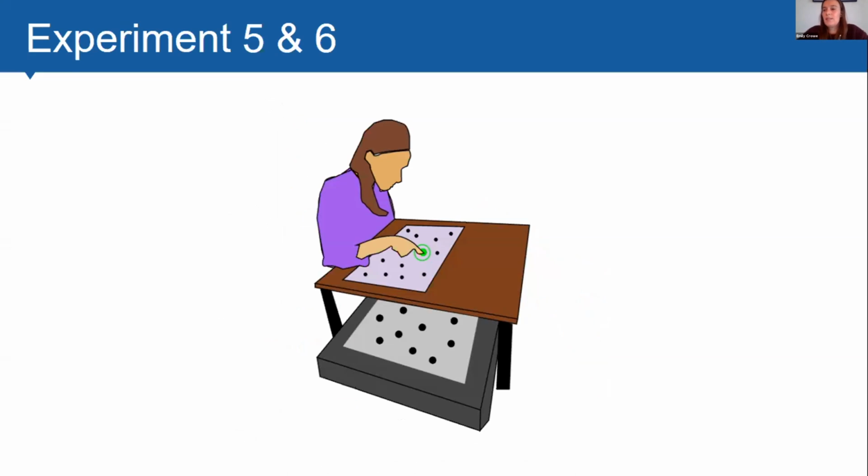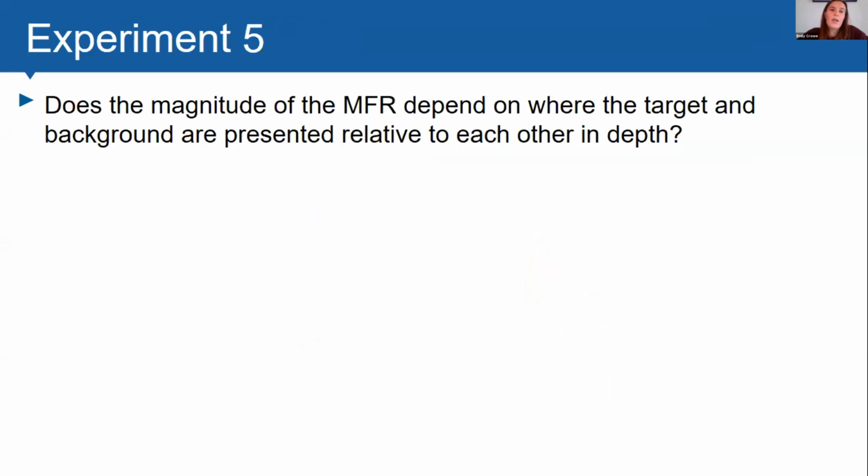For the last two experiments, we used a different setup. So here we were interested in the role of depth information. So we had two screens and background dots were presented on both screens, and the target and interception zone were always presented on one of these two screens. Experiment 5 assessed the question of whether the magnitude of the manual following response depends on where the target and background were presented relative to each other in depth.